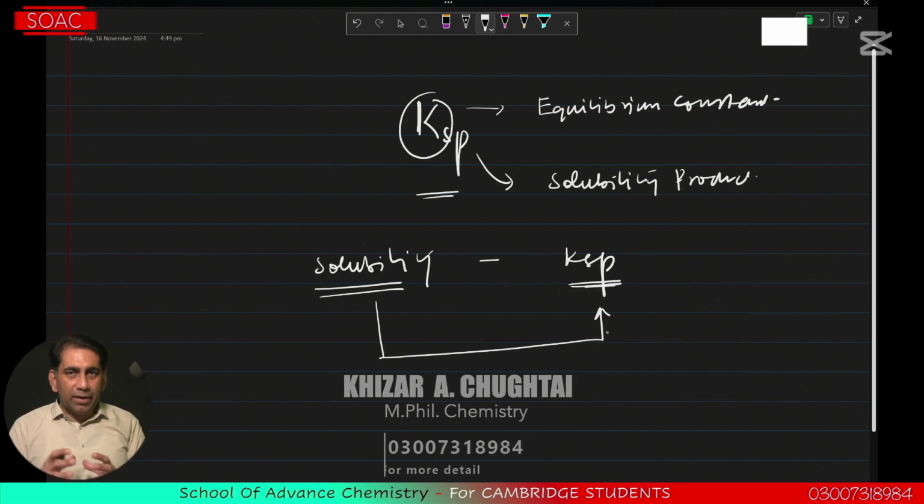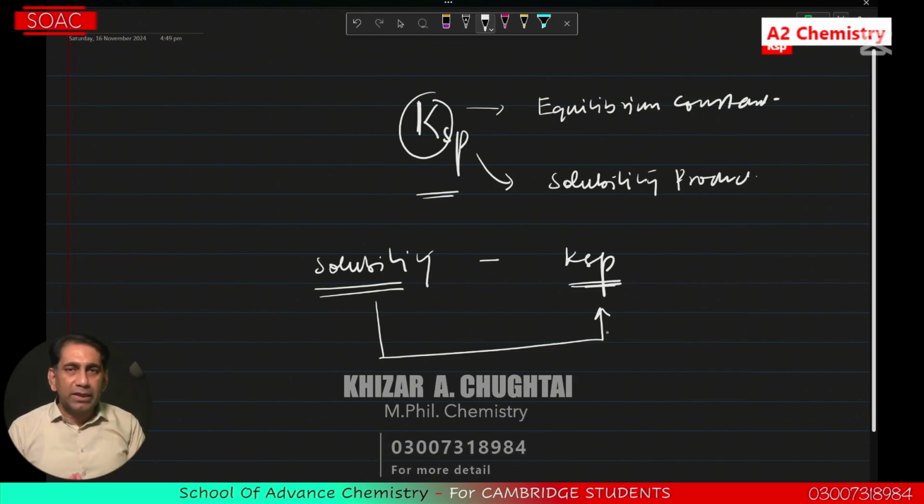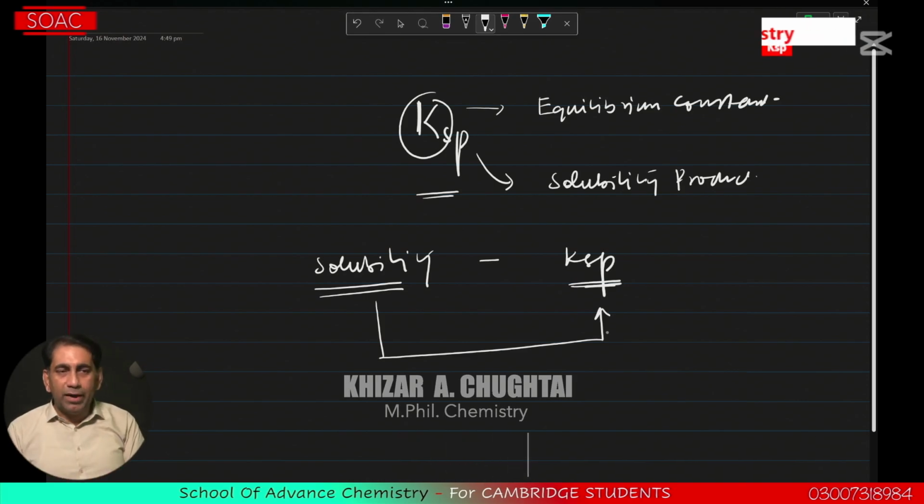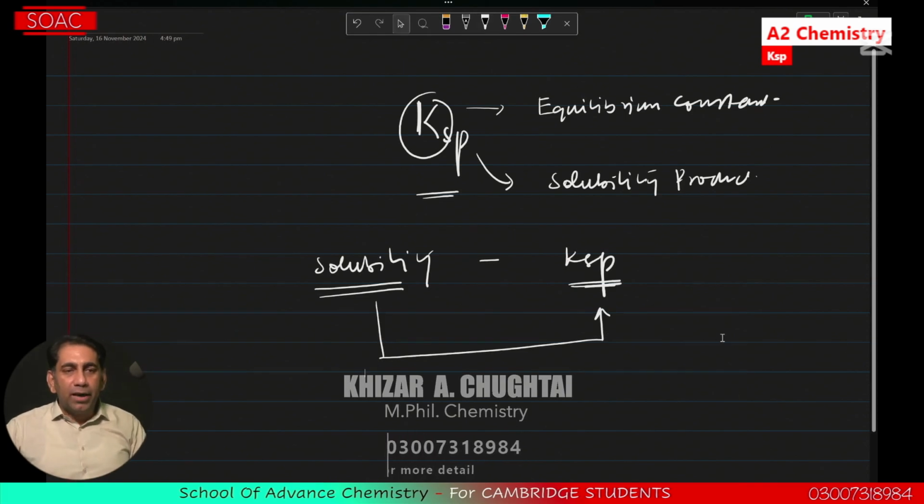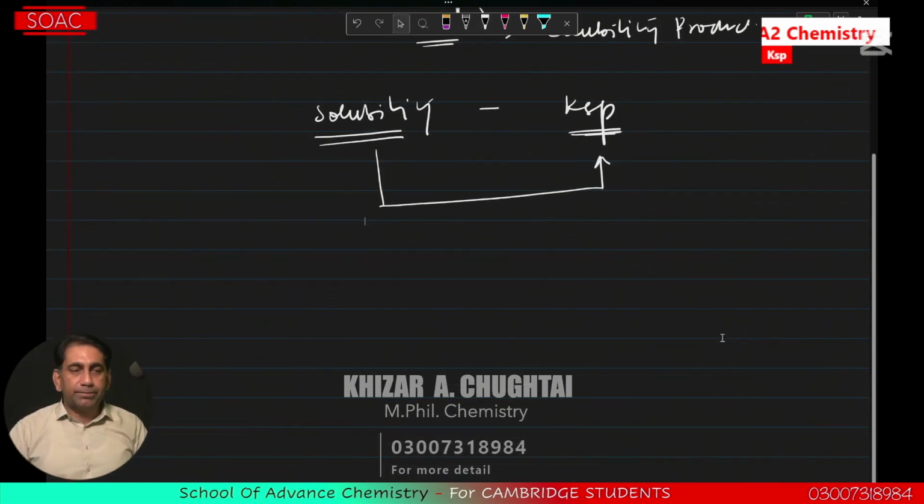So once again, Ksp is an equilibrium constant showing the product of soluble ions. Solubility can be converted into solubility product, and solubility product can be changed into solubility. We can find the solubility if the Ksp is given, and we can calculate the Ksp if the solubility is given. Now let's see what Ksp is and how to write its expression.